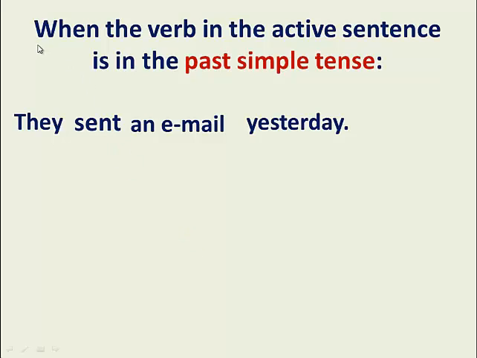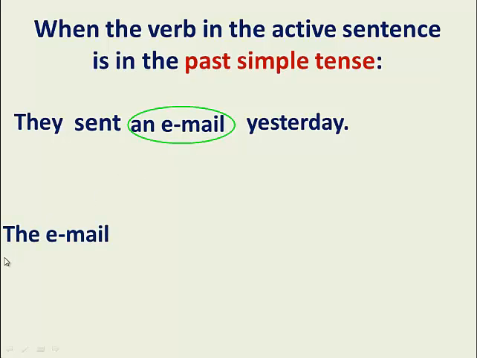Okay. Now when the verb in the active sentence is in the past simple tense, for example, they sent an email yesterday. The verb sent is in the past simple tense. So first of all, we need to find the object of the sentence, and the object of the sentence is an email. What did they send yesterday? So yesterday they sent an email.